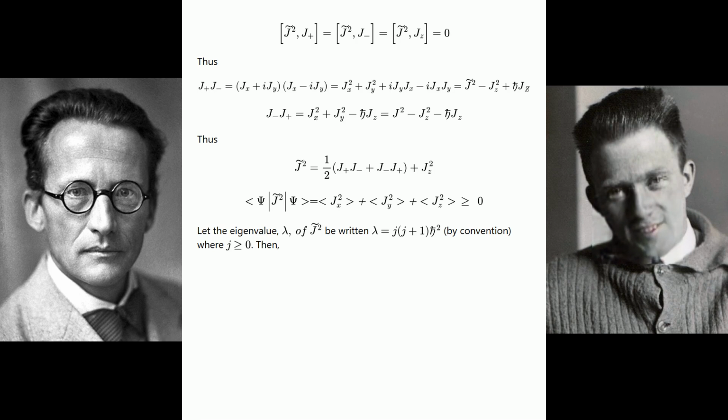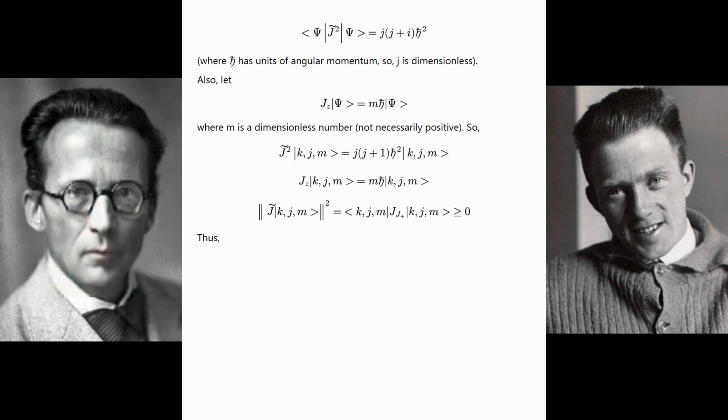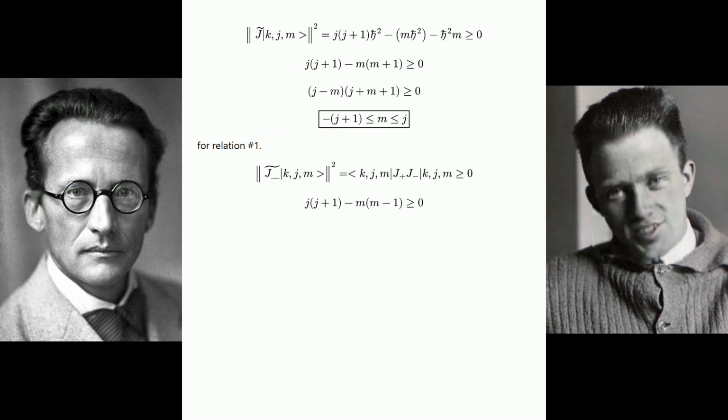Let the eigenvalue, lambda, of J² be written lambda = j(j+1)ħ², by convention, where j is greater than or equal to 0. Then, see the equation shown, where ħ has units of angular momentum, so j is dimensionless. Also, let's see the equation shown, where m is a dimensionless number, not necessarily positive. So see the equations shown. Thus, see the equations shown.